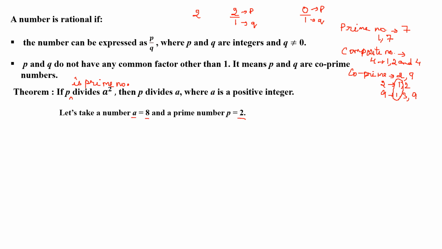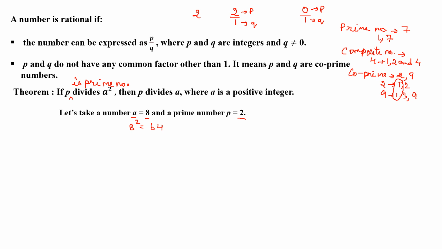According to this theorem, if p divides a square, it means if 2 divides the square of 8. What is the square of 8? Square of 8 is 64, isn't it? 8 square is 64. So 2 will divide 64, isn't it? Because it's an even number, it will come in the table of 2.